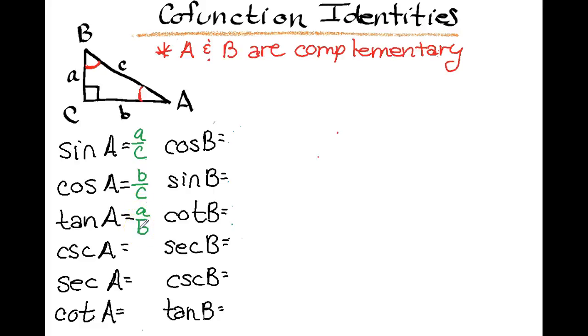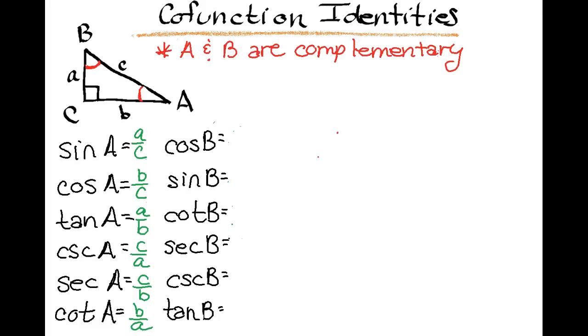Cosecant of angle A is just the reciprocal of sine, C over A. Secant is the reciprocal of cosine, so it's C over B. And then cotangent of A is the reciprocal of tangent, which is B over A. Let's go ahead and do the same for angle B, but I want you to notice I put my 6 trig functions in a different order than normal, and I did that for a reason.